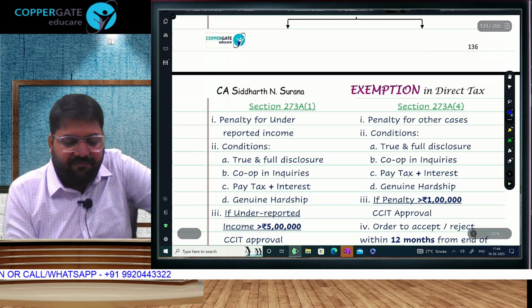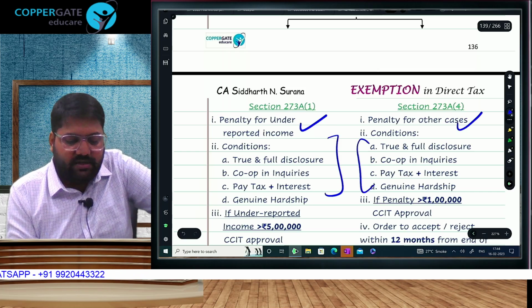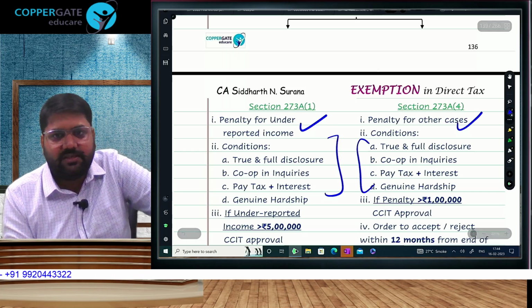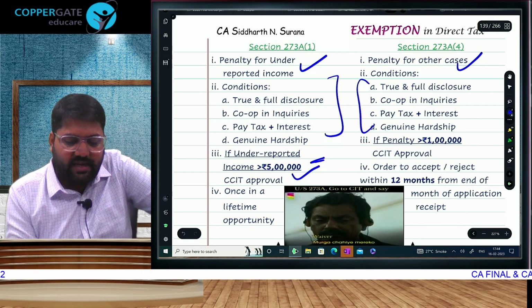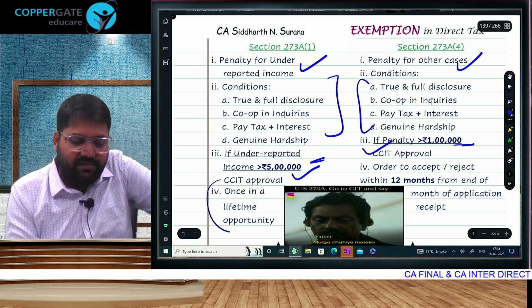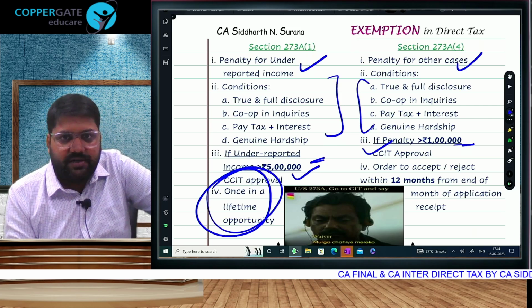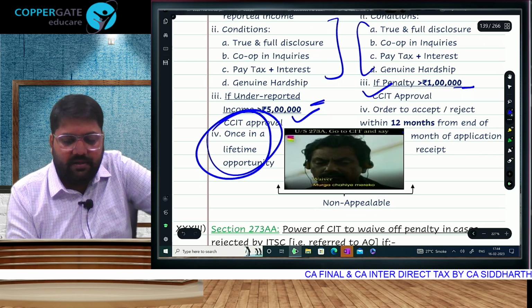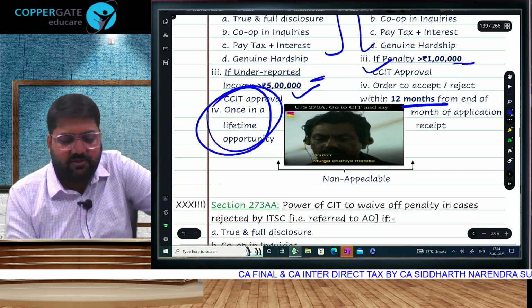CIT can waive penalty for underreported income and all other penalties also, subject to certain conditions, true and full disclosure, genuine hardship and all. However, if the underreported income is more than 5 lakh, then CCIT approval, and if the penalty is more than 1 lakh, then also CCIT approval. Because this is a case of concealment, this will be a once in a lifetime opportunity and there will be no time limit, but here there will be multiple chances given to you and 12 months from the end of the month, it has to be decided.